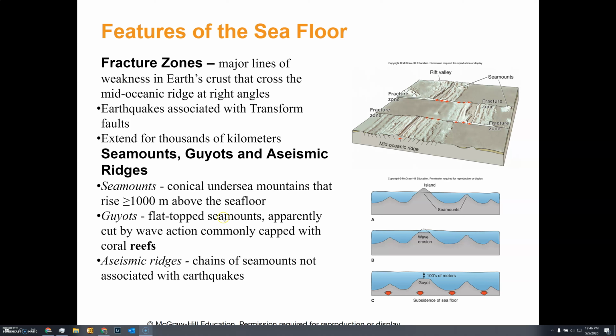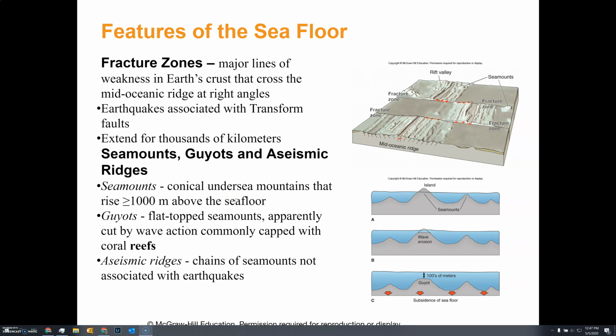Right, part 2. I think I was stumbling through trying to give you a visual on fracture zones and the transform faults that occur along those. So main thing, remember that transform faults are perpendicular to the mid-ocean ridge and reduce that stress. And they can extend for thousands of kilometers, and that's where we find our earthquakes, shallow earthquakes.